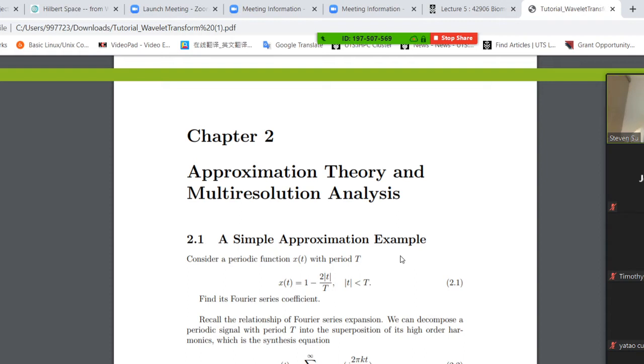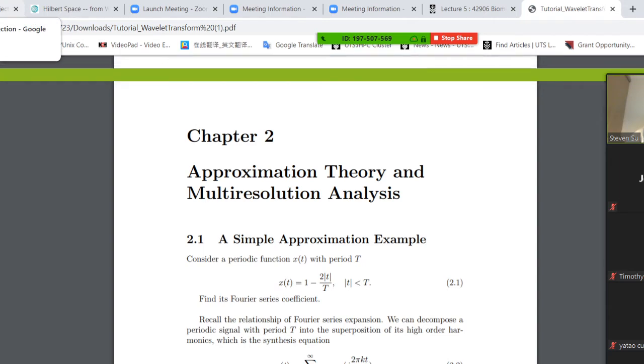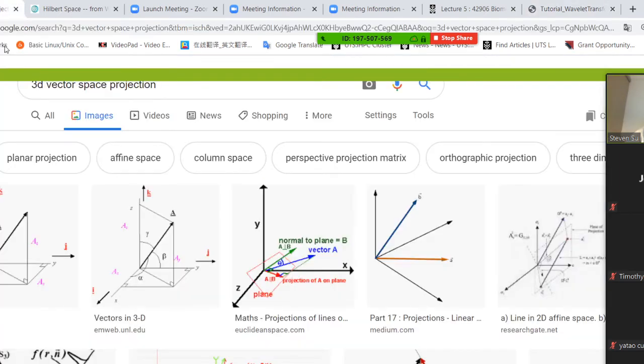So now maybe I just give you a brief idea why they do the Fourier transform, or why they developed the wavelet transform. What's the reason? The basic idea is, for example, when you study mathematics, you want to approximate a vector, or you want to have a good way to approximate a vector. You use a 3D coordinate, right?